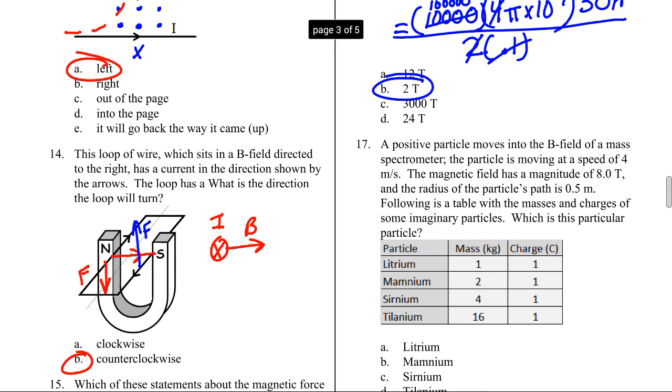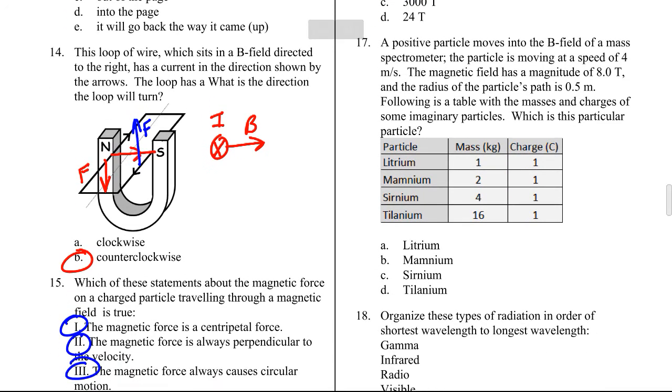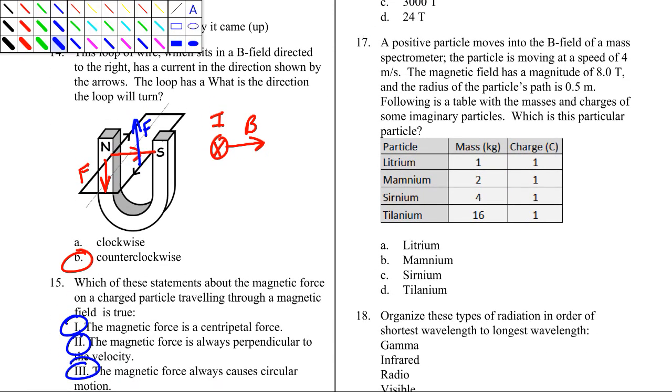A positive particle moves in a B field of a mass spectrometer. The magnetic field is 8 Tesla. It has a speed of 4 meters per second, and the radius of the path is there. I want to know which of these particles it is. I give you the mass and the charge, so you're going to find the mass to charge ratio.